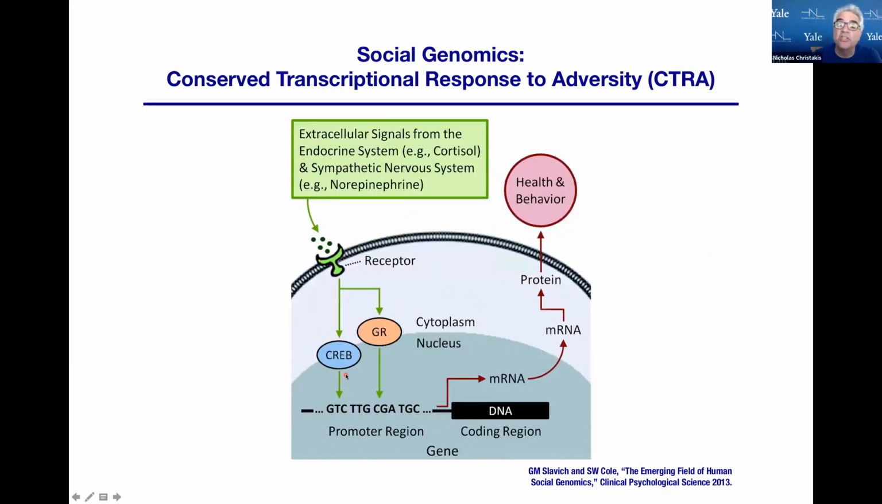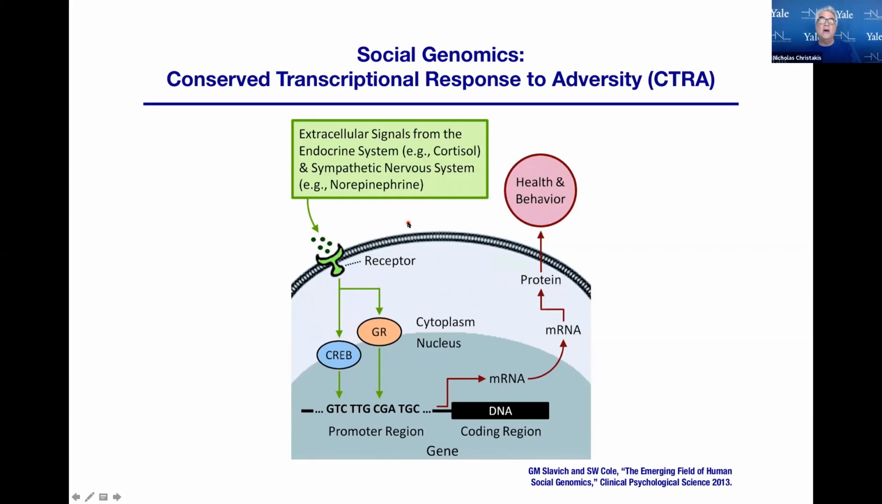So here is how exogenous control of human gene expression, say by stress, might work. There are extracellular signals from the endocrine system. For example, you start pumping out cortisol because you're stressed, or the sympathetic nervous system, like norepinephrine, adrenaline, noradrenaline, you're pumping it out right now because you're stressed, you're threatened by your boss or by your poverty or by a police officer or someone frightens you. And those bind to cellular receptors, which move through the cytoplasm to the nucleus, which bind to the promoter region, which upregulates certain genes. So now you get mRNA that then is translated into proteins, and these proteins then modify your health and behaviors.